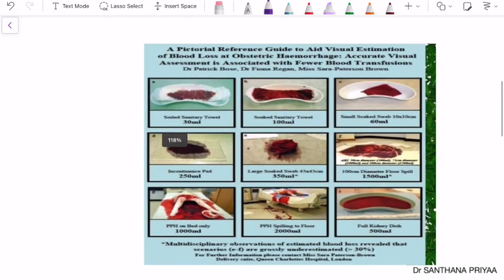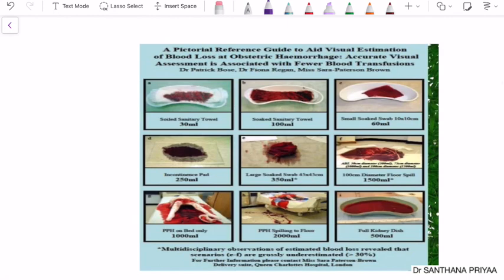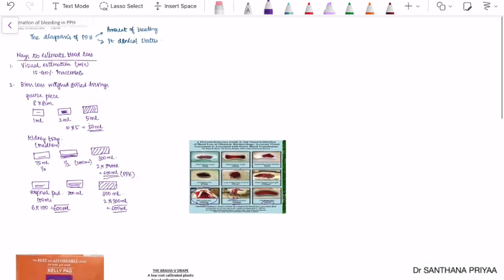So this is the most commonly used picture which we see in our books. This is a sanitary towel which is soaked, 30 ml, and half soaked is 100 ml, and if the patient is on bed and fully soaked, it is given 1000 ml, and the downward spill on the floor, it is 2000 ml, and the full big kidney dish comes around 500 ml. So according to which you use in your labor room, we can estimate the blood loss.